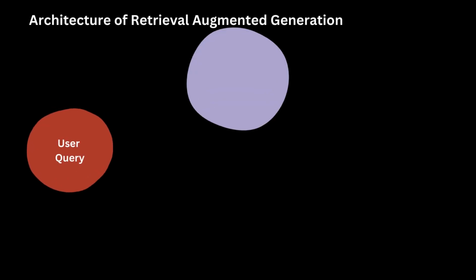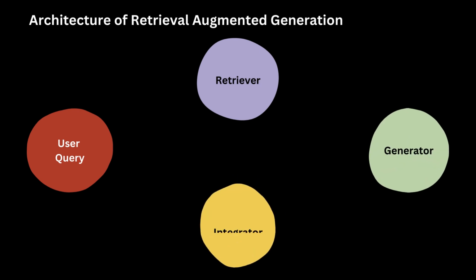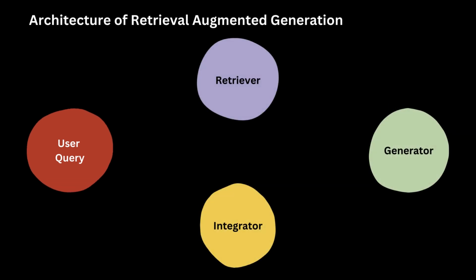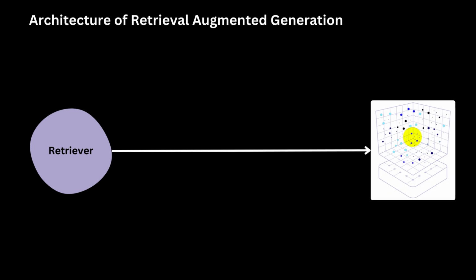The high-level architecture of a RAG system consists of four main components: the user query, the retriever, the generator, and the integrator. User query is the input provided by the user, typically in the form of a natural language question or request. The retriever component is responsible for fetching relevant information from a large dataset. It typically involves three key steps.